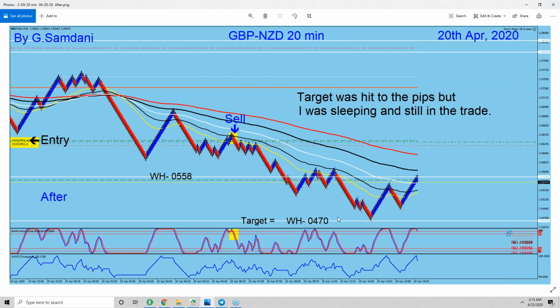I didn't put the TP here because I wanted to record the chart before I closed the trade, right? But unfortunately, I was sleeping, and then it went up, and I closed the trade anyway for maybe 70, 80, 90 pips, something like that. I forgot, so I didn't write it down here. The target was hit to the pip, but I was sleeping and was still in the trade. So it was dropping again, and I said, what the. So this is the first one.